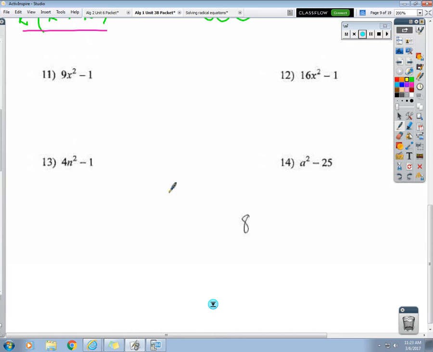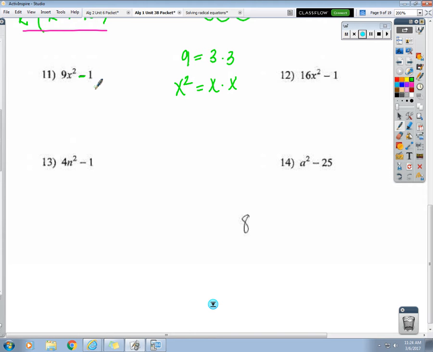9x squared minus 9. The reason this is called a difference of 2 squares is difference for the obvious reason that they're subtracting them, and 2 squares because each of these are perfect squares. What do I mean when I say a perfect square? Why is 9 a perfect square? Because 3 times itself will produce 9. Why is x squared a perfect square? Because x times x will make x squared. Okay, so does everybody understand what a perfect square is? So this is a perfect square, and this is a perfect square.